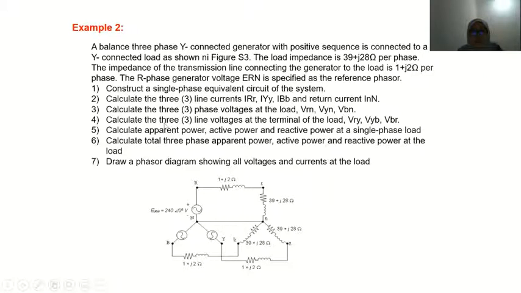You also have to find the three line voltages at the terminals of the load: VRY, VYB, and VBR. And you have to calculate the apparent power, active power, and reactive power at the single load. You also have to calculate the three-phase apparent, active, and reactive power at the load. And finally, you have to draw the phasor diagram to show all voltages and currents at the load.